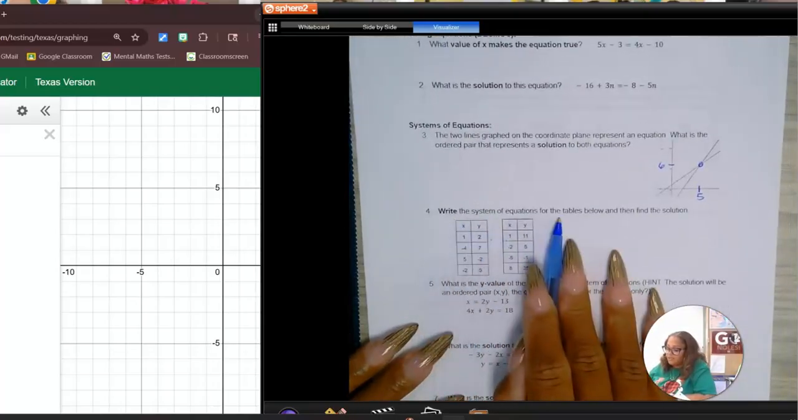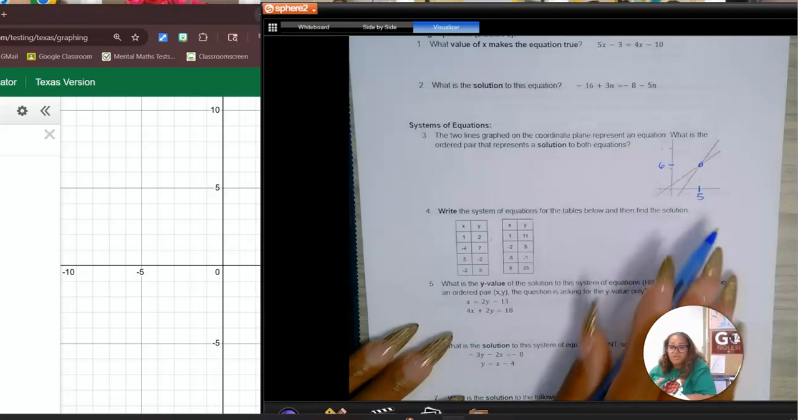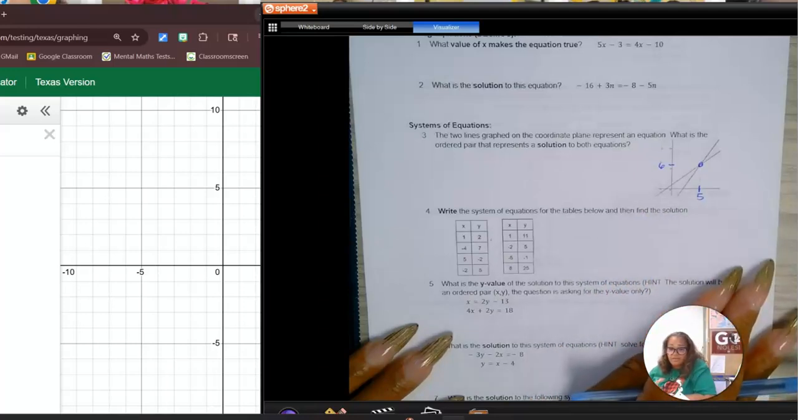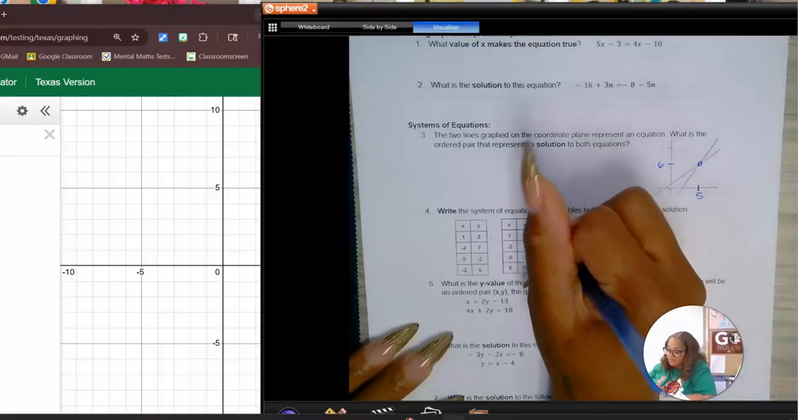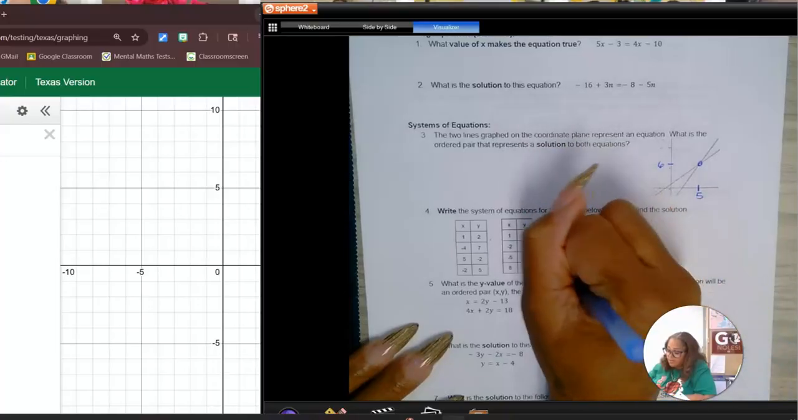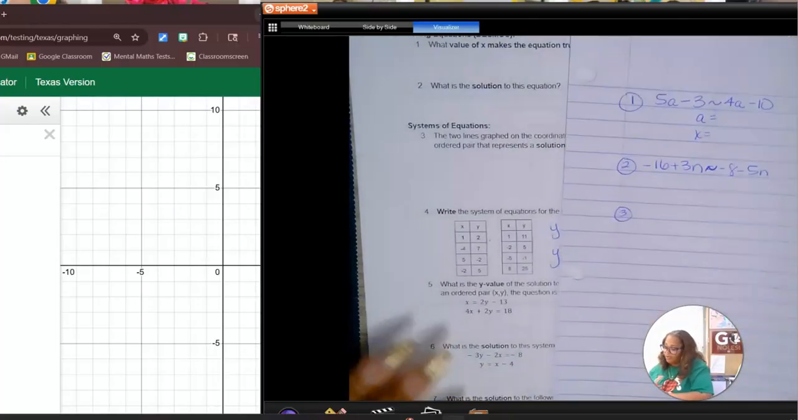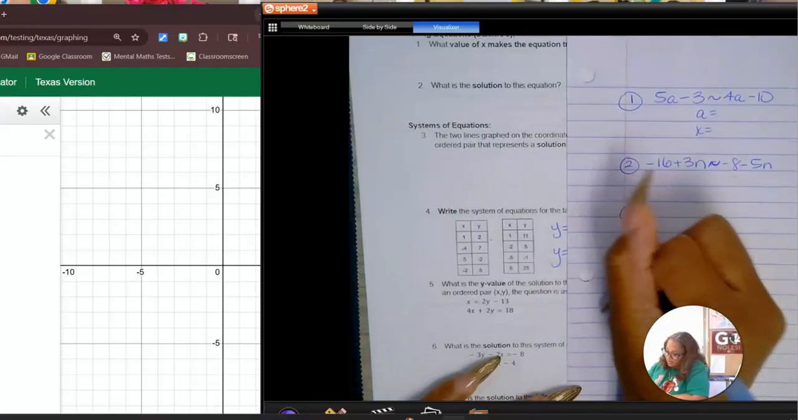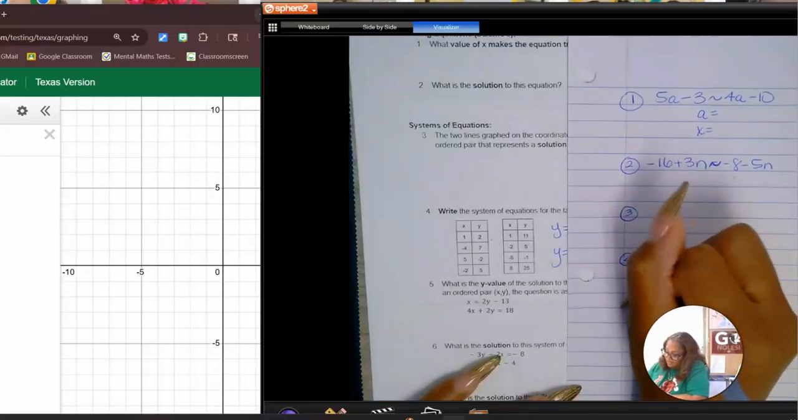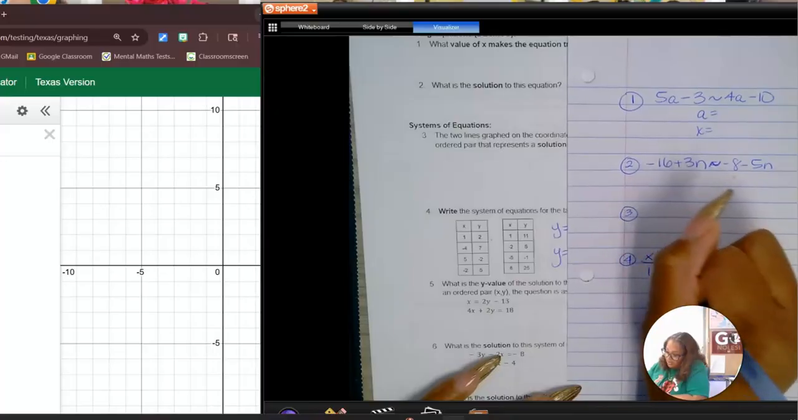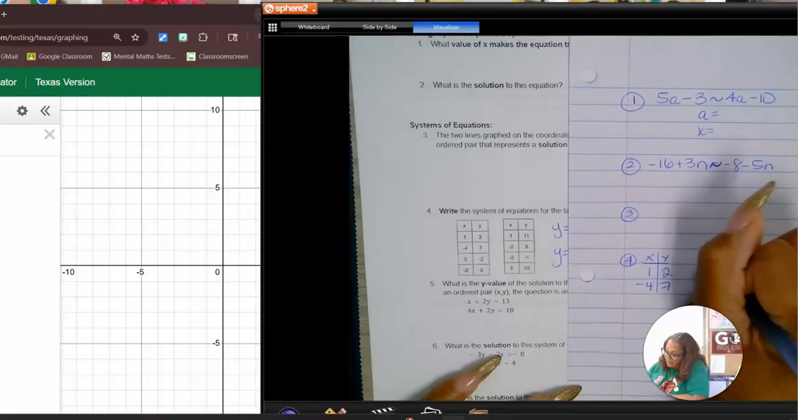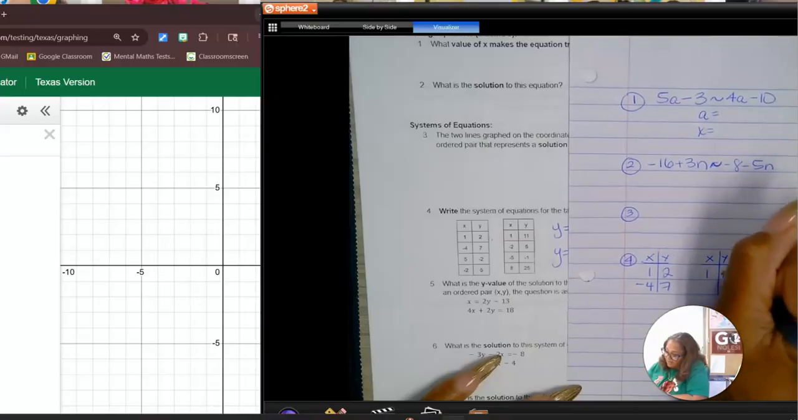Write the system of equations for the tables below and then find the solution. You can either look in the tables and see what they have in common, or you can put these tables in Desmos and find y equals and y equals. So for number 4, you're putting the first table in Desmos, 1, 2, and negative 4, 7. And then the other table in Desmos, 1, 11, and negative 2, 5.